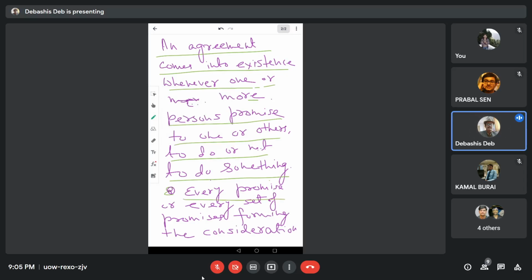Every promise. If there is one promise, every promise, or if there are so many promises, every set of promises. In the classroom, in the physical mode of class, there are so many promises. The student should come to the class at the due time. While entering after the class starts, they should take permission. So first, you must come in time. Number two, in case of a delay, you should take permission from the teacher. Number three, you should not gossip while the class is going on. So these are a set of promises, not a single promise.